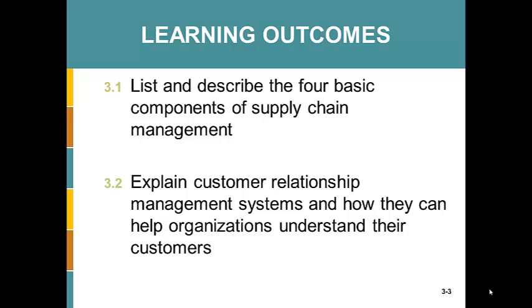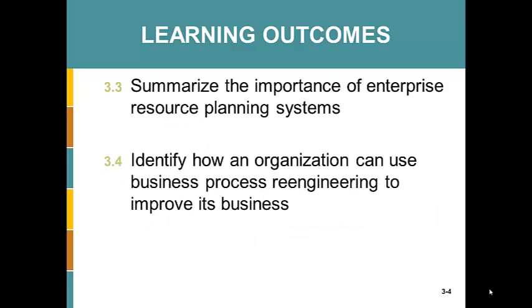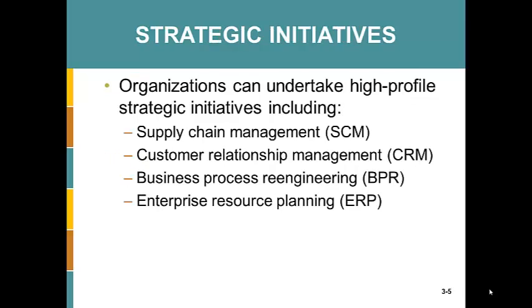The learning outcomes for this module are to give you the ability to list and describe the 4 basic components of supply chain management, to be able to explain customer relationship management systems or CRMs and how they can help organizations understand their customers, to summarize the importance of enterprise resource planning systems, and be able to identify how an organization can use business process reengineering to improve its business.